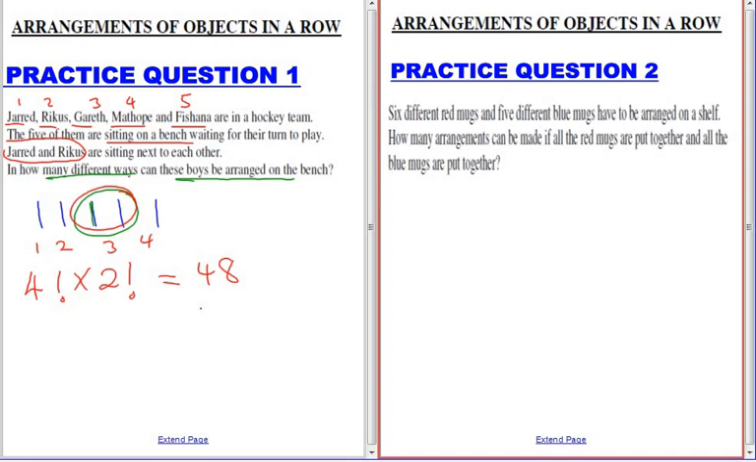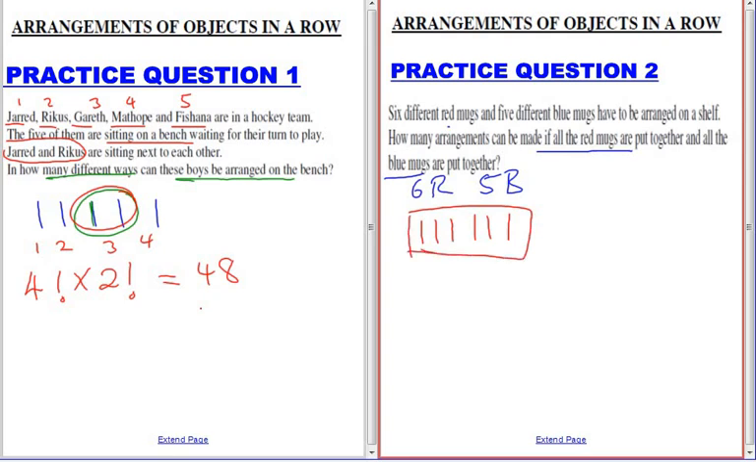Well done if you tried it first. So here we have 6 different mugs. So we have 6 red mugs and 5 blue mugs, and we have, what else? 6 red and 5 different blue mugs that have to be arranged on a shelf this time around. So it's also a row of some sort. How many arrangements are there if all the red mugs are put together and all the blue mugs are put together? Oh, so in this situation, these are the mugs, so they have to be put together.